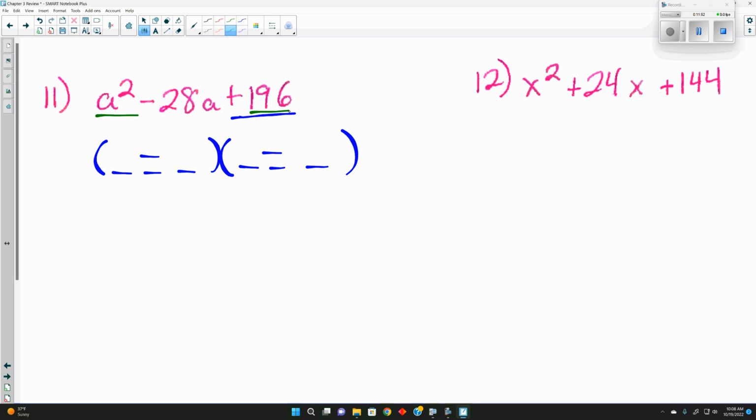Factors of the first and third term, well, factors of A are A and A. And it works out the factors of 196 that we want are 14 and 14. A minus 14 squared. Because 11 and 12 are both a perfect square trinomial, they end up that we could rewrite it as one set of parentheses squared.